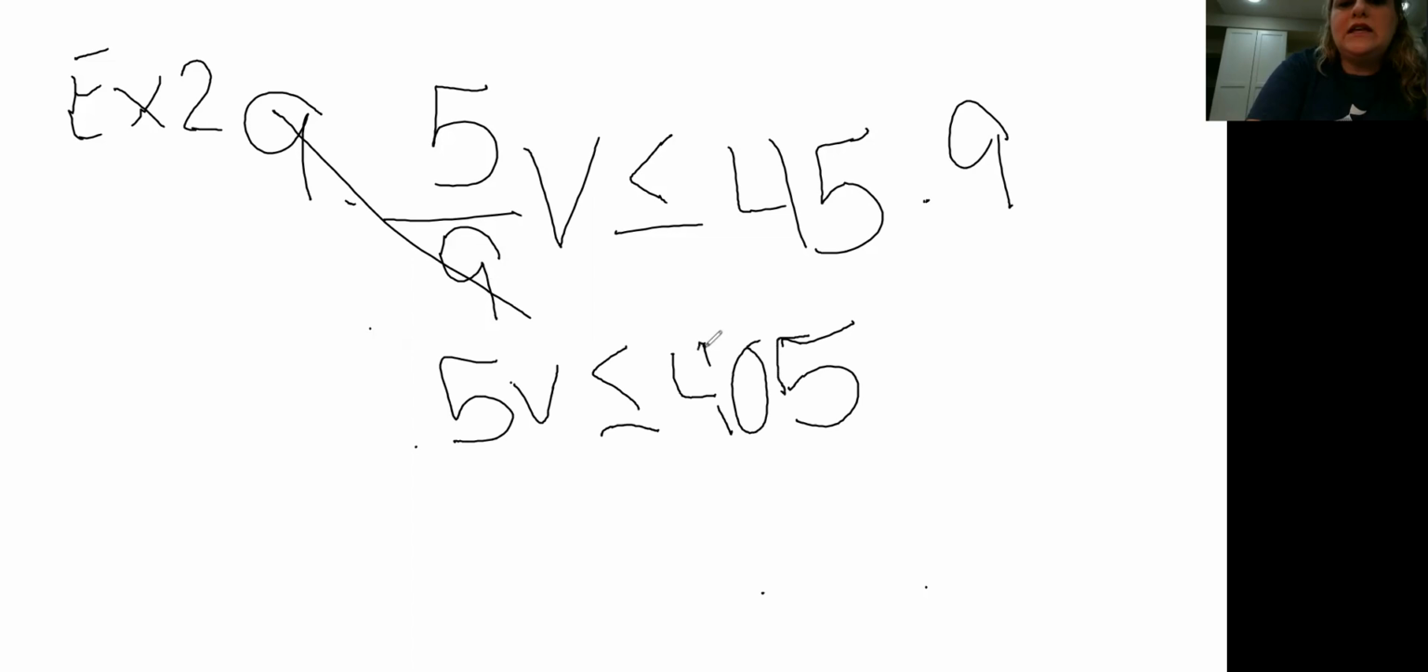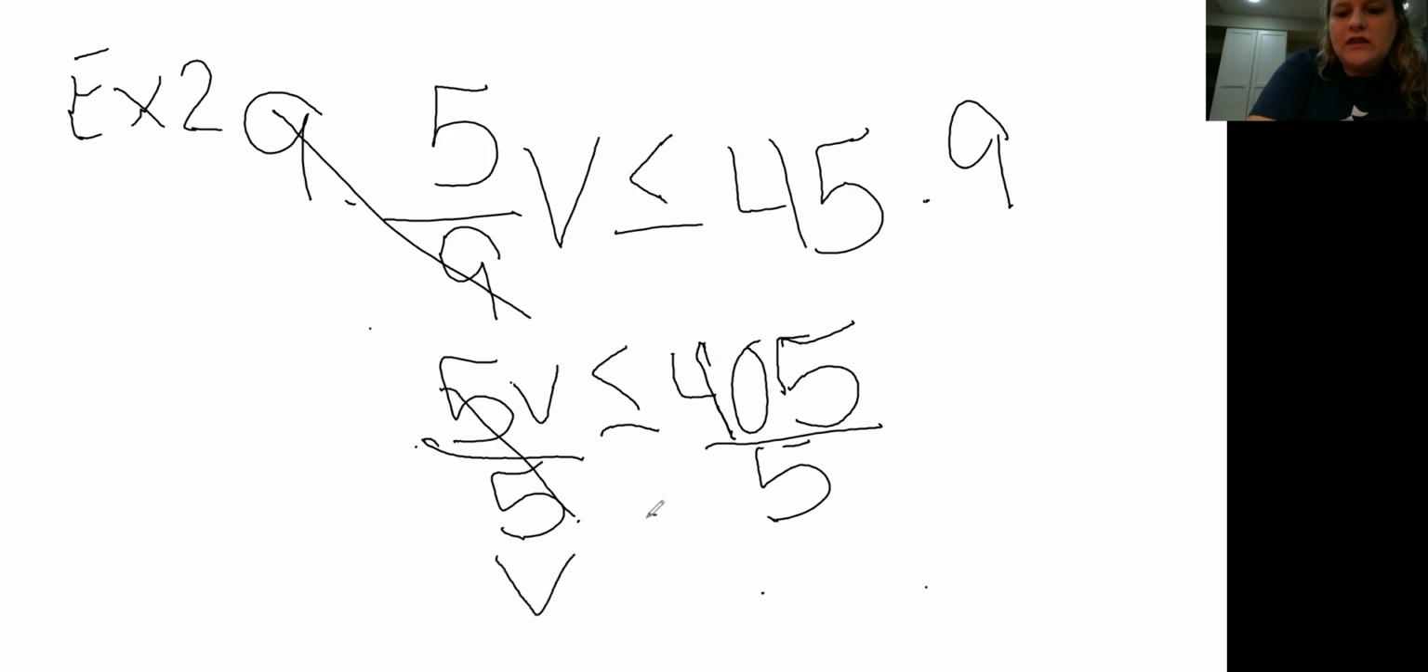Okay, I'm still not done because it's 5v and I need just v, not 5v. This is multiplied. So now what am I going to do to get rid of a multiplication there? Divide. Now I'm down to just v is less than or equal to 81. And you can graph.